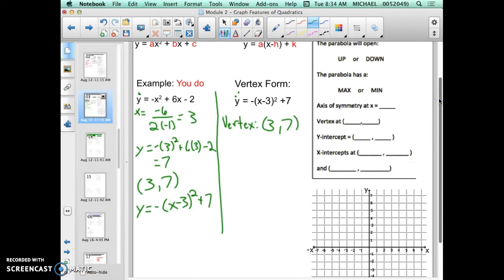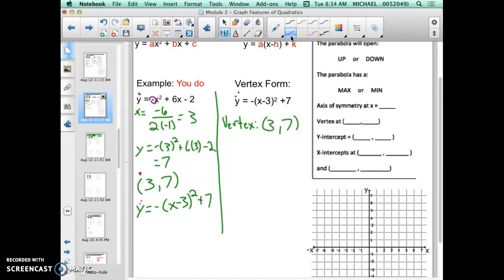On the left in standard form, I found the vertex. And again, you found this vertex before, so that should be pretty easily reviewed. But the vertex is 3, 7. I found my x value with the formula, and then I inputted my x value back into the y value to find the y value of the vertex. Now, these are the key pieces of this video that I care about. Can you, if given a vertex, 3, 7, can you write it in vertex form?